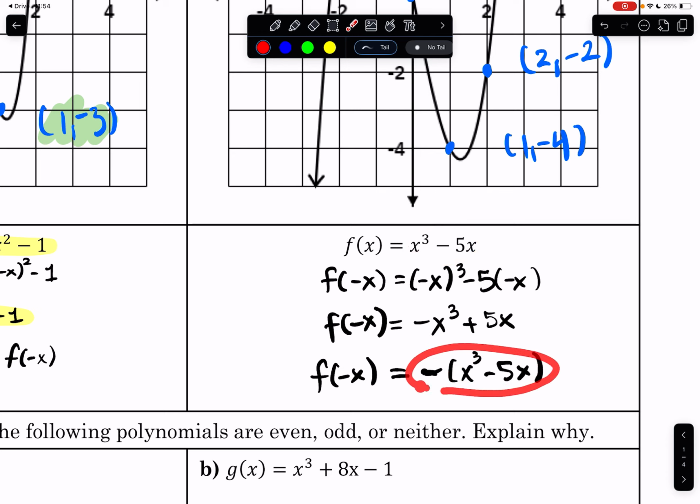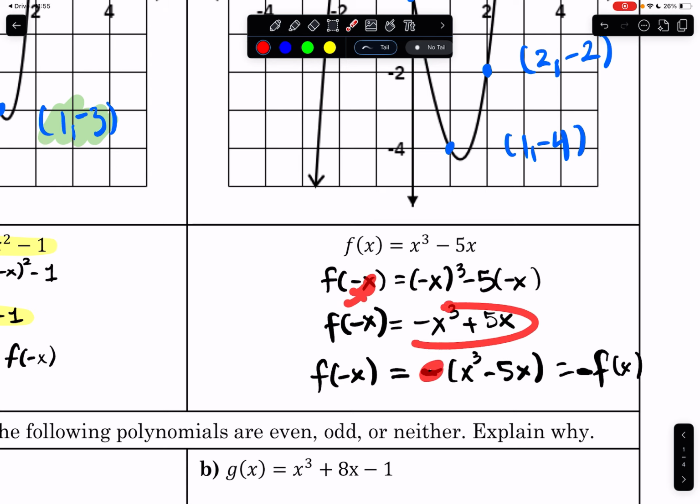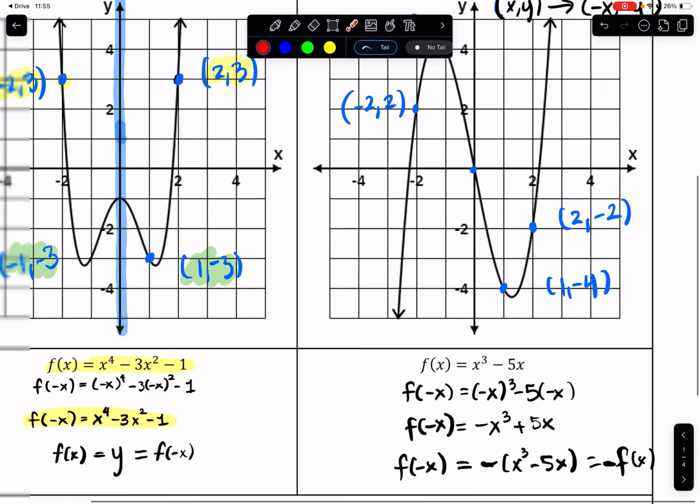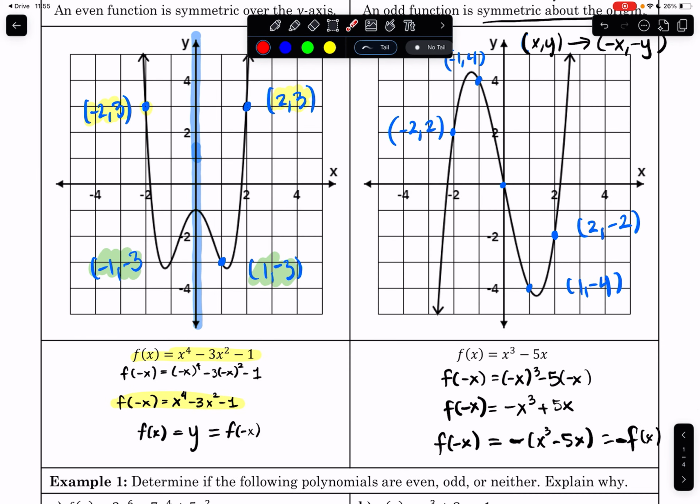So this notation means that I'm getting the opposite of my original function. And this is how you prove that your function is odd. If I plug in the opposite value of x and I get the opposite equation, as you see right here, all of the terms are opposite, then that means that this function is an odd function, which means that it's going to be symmetrical through the origin.